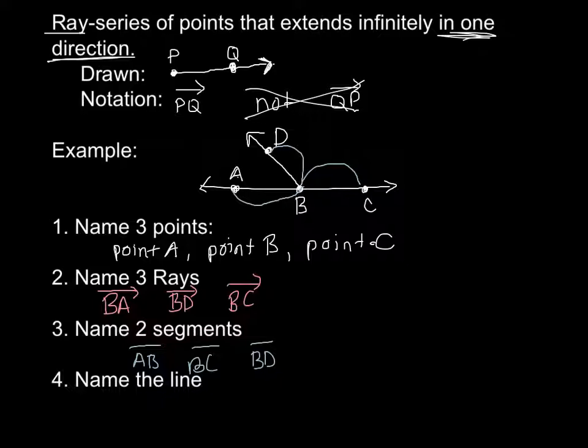Then we have to name our one line that we have here. Our one line is, remember we have to make it go on forever, AC. Goes on forever. That is why it is our line. Goes on forever.